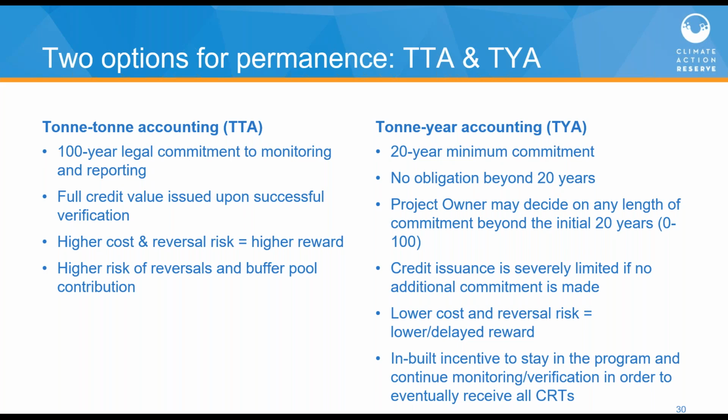Now, the key here is that this changes your crediting profile. So if you make a 20-year commitment upfront instead of a 100-year commitment, you're going to get 20% of that year's credits instead of 100% of that year's credits. And then the next year you'll get 19% of that year's credits. And then the next year you'll get 18%. So you see, it's based on the amount of time that you've legally committed yourself to protecting that carbon.